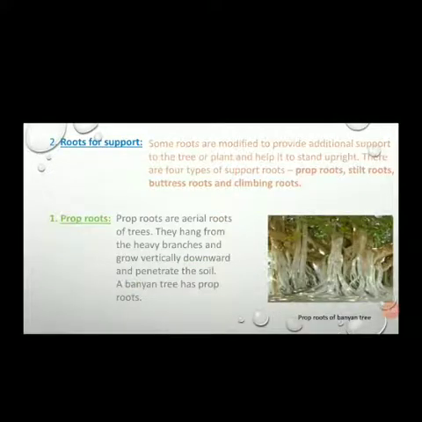Now roots for support. Some modified roots provide additional support to the plants and help them to stand straight. There are four types of support roots. First, prop roots. These are aerial roots. In some plants, a few roots come out of the part of the stem to perform special functions. They grow above the ground as they reach the ground. They also give support to huge trees. Sometimes they even replace the trunk of the tree. Prop roots are found in the banyan tree.